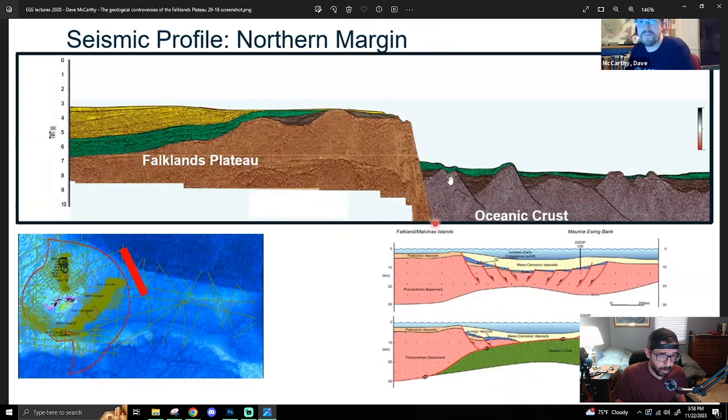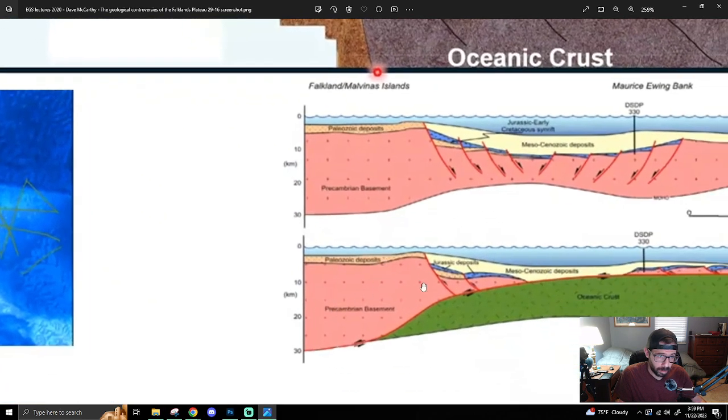Falkland Plateau, oceanic crust. They're finding also Precambrian basement rock. Precambrian before the Earth's expansion process began. And then this is during the Earth expansion process.